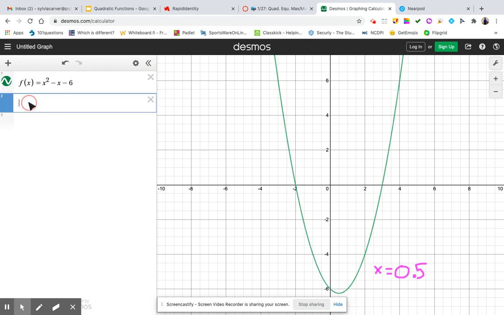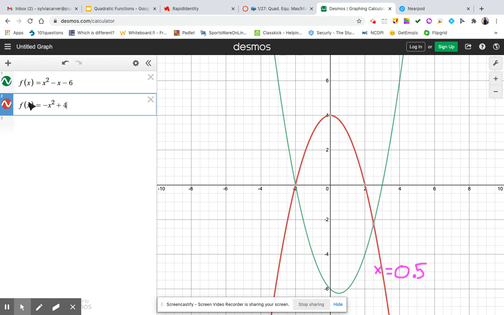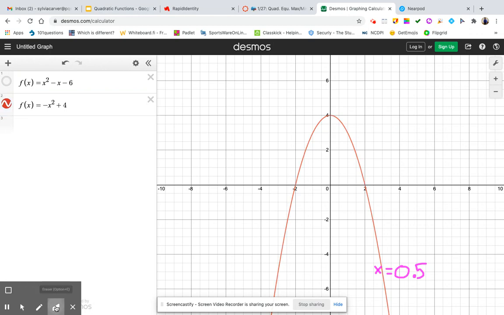Let's try one more to make sure you're good to go with today's assignment. Suppose I wanted one that was going a different direction. Let's do negative x squared plus 4. Okay, let me get rid of this one, and let me erase that. So now we're looking at the one that's in red.